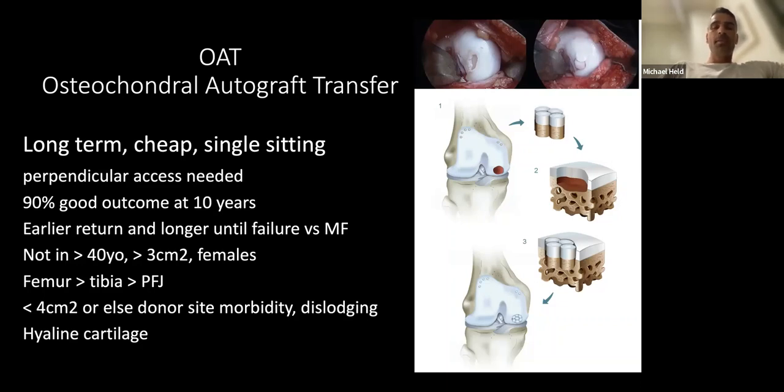And obviously with the donor site morbidity, if it's more than 2 to 3 centimeters squared, you run into trouble trying to harvest a donor site. And it's not as good in females as it works in males. And it obviously works a lot better in the femur because you can access it better than the tibia. And the problem with the patellofemoral joint is the cartilage is very thick compared to the tibia. The thickness of the cartilage of the femur where you harvest is a lot thinner than where you need to put it, because the cartilage of the patella is about 1 centimeter thick. So there's a mismatch of cartilage, and that's why it doesn't work as well in the patella.